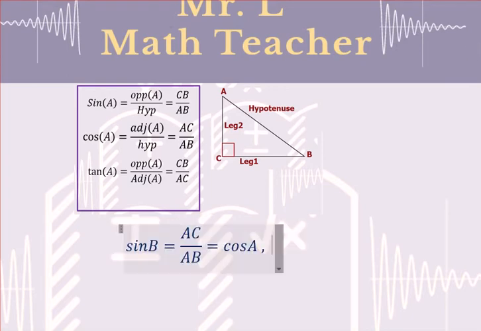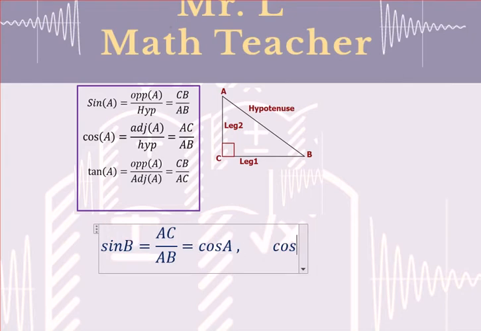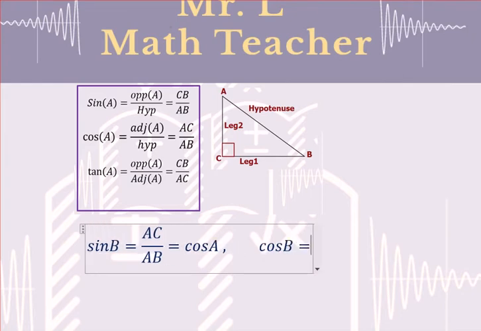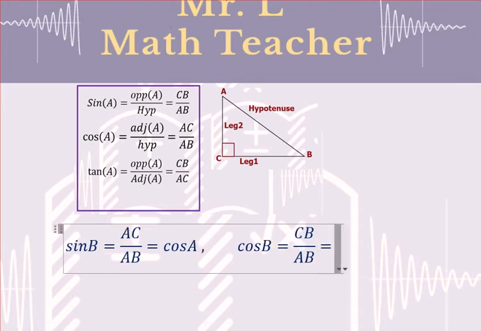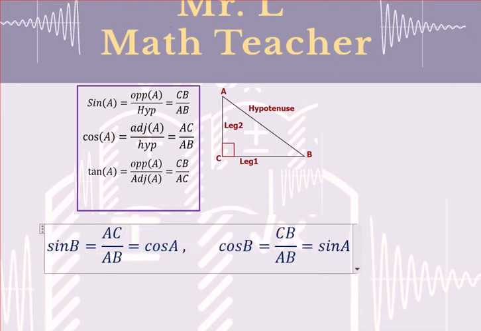Now same thing guys, let me try to find cosine of angle B. Cosine of angle B is equal to the adjacent to angle B over hypotenuse. The side that is adjacent to angle B is CB and the hypotenuse is AB. So simply it's equal to CB divided by AB, which means that it's the same as sine A. If you go back to the box, sine A is equal to CB over AB, and also cosine B is equal to CB over AB. So also in a right triangle, cosine B is equal to sine A.